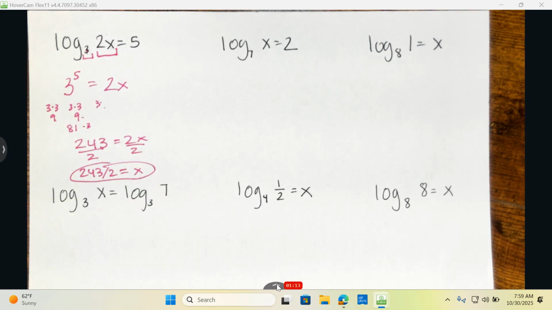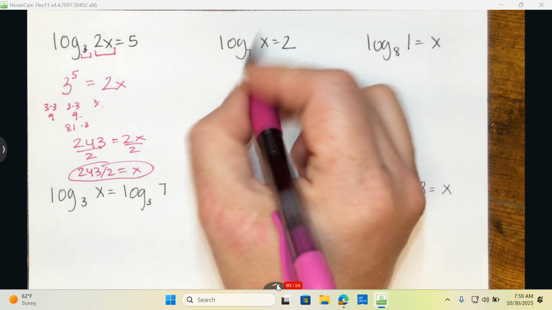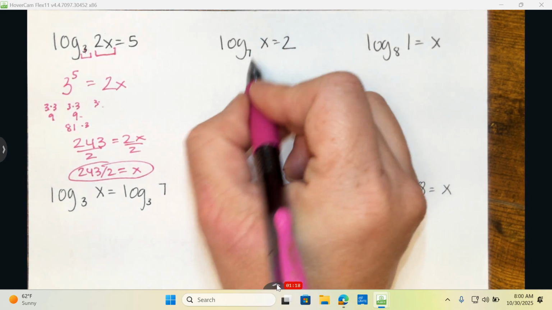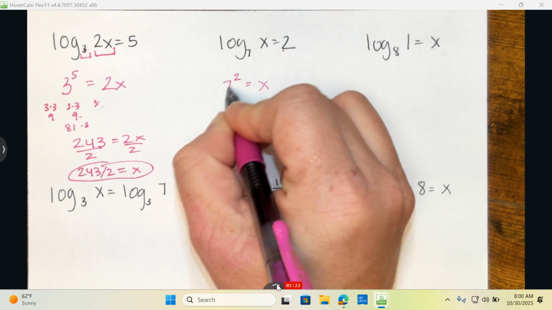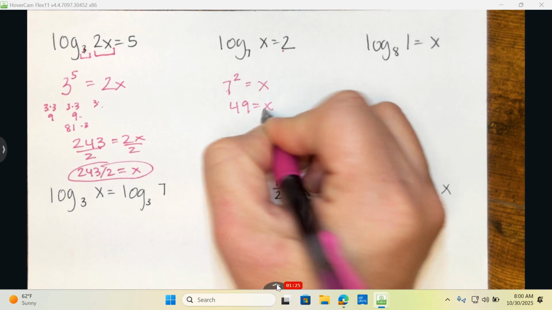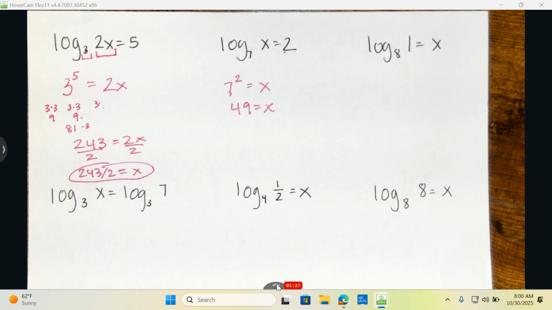These two values will always be greater than 0. Okay, keeping that in mind, let's go on right now to the next one. Writing this in exponential form to solve. I start with the base, raised to the value on the opposite side of the equal sign, equals x. 7 squared is 49.